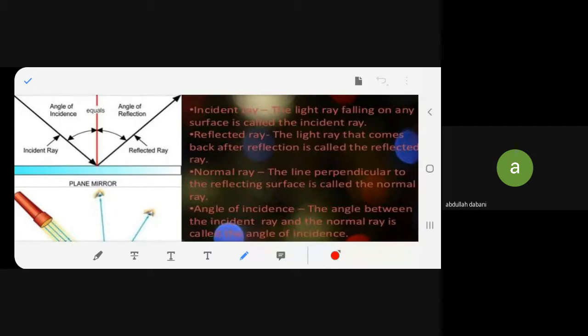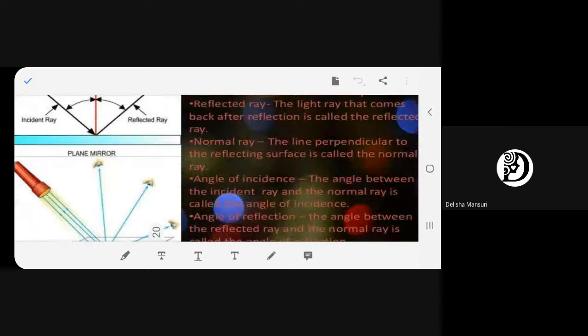Now what is the incident ray? Light falling on any surface. So this is a surface, isn't it? So light is falling on this surface. So this becomes the incident ray. All of you agree? Only one yes? Only two? What about the rest of you? Hello? No one is answering. Now we come to the reflected ray.